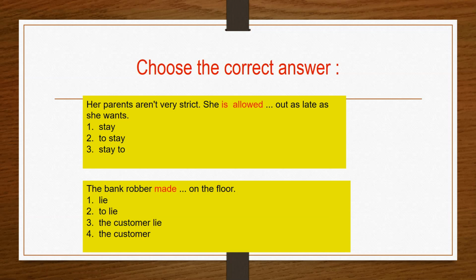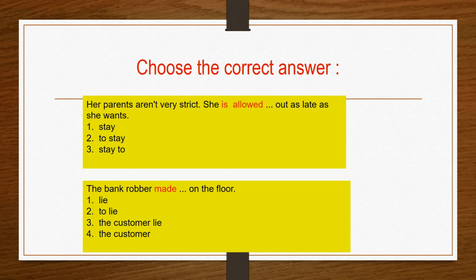Now let's move to number 2. The bank robber made on the floor. We have made, which is the past tense of make. The multiple choices are lie, to lie, the customer lie, and the customer. You have to choose one of them.